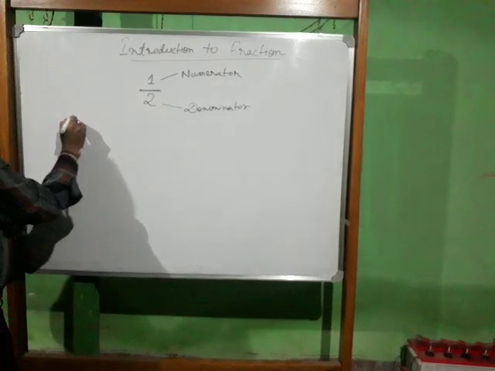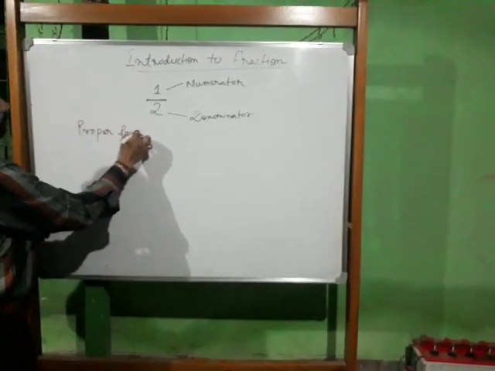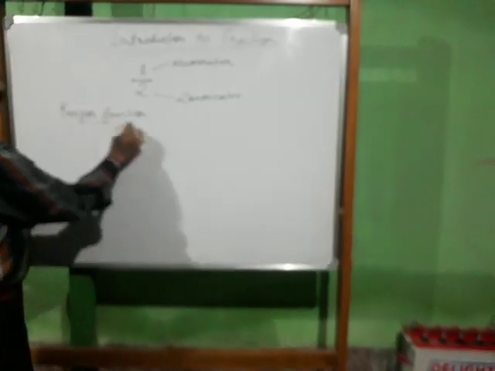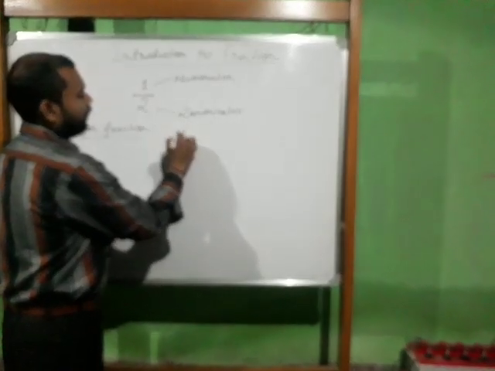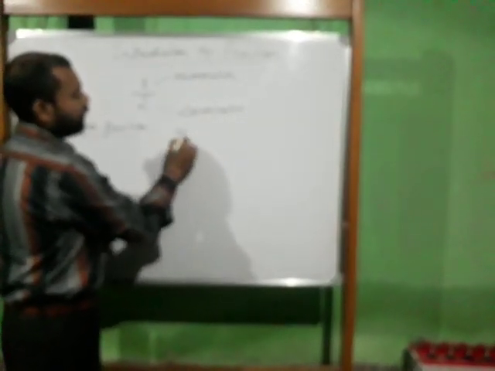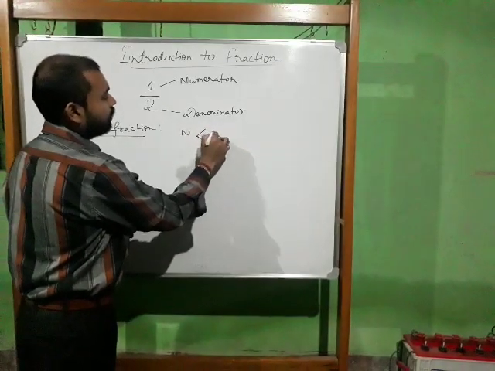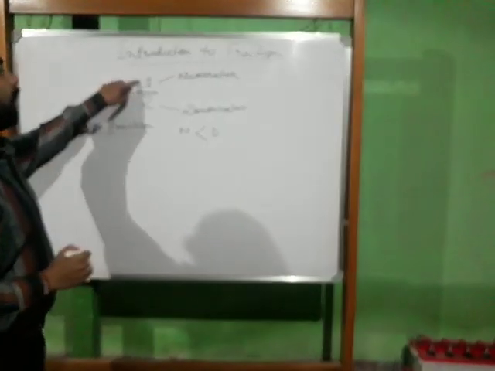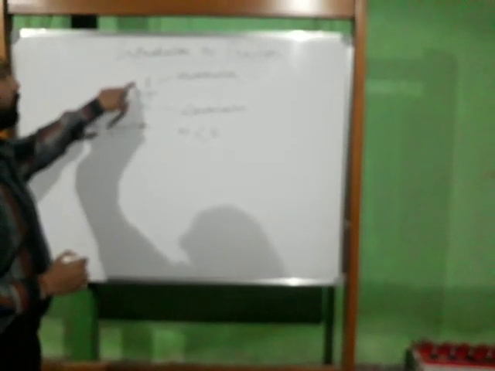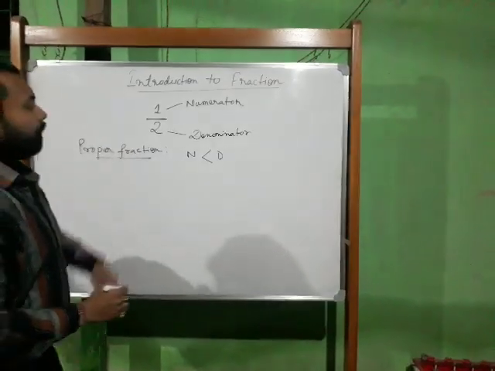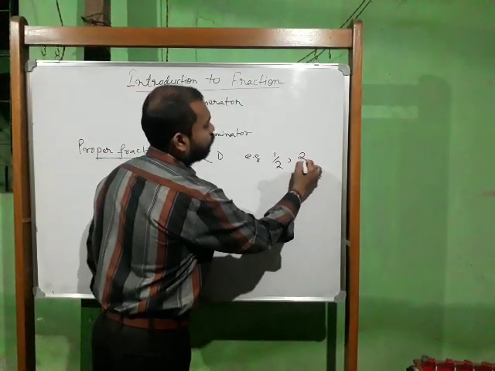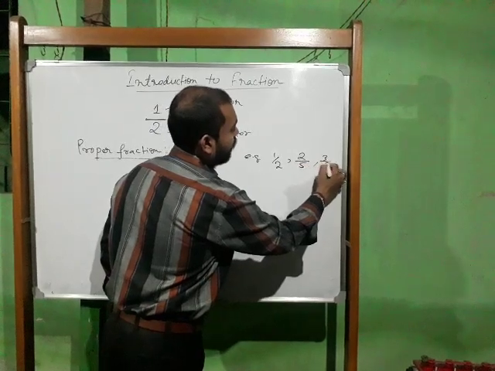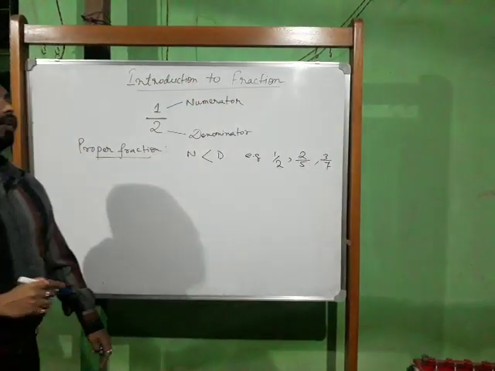So I will be talking about proper fraction now. In proper fraction, let me write numerator as n, the numerator is always smaller than the denominator. You can observe this, 1 is smaller than 2. So that's why half is called a proper fraction. Examples: half, then 2 by 5, 3 by 7, these all are proper fractions.